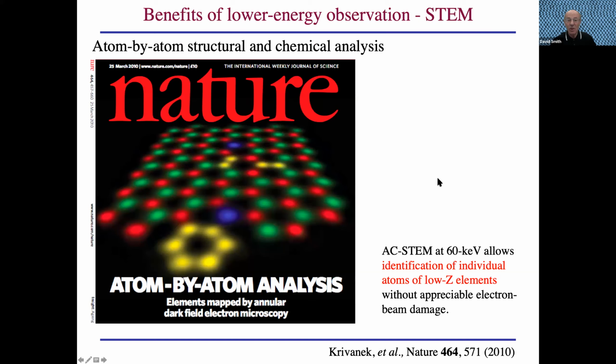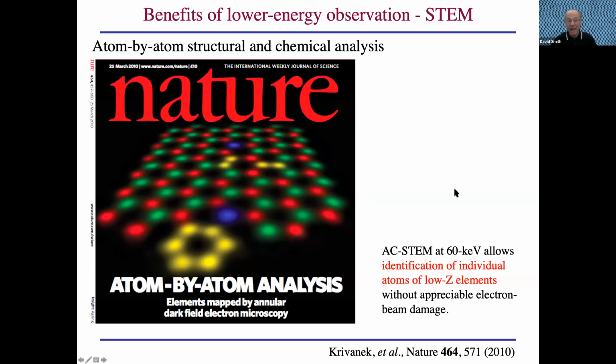Well, the benefit of going to lower voltage was shown to us by Andrei Krivanek and colleagues by doing AC STEM at 60 kV. You've seen this front cover of Nature, I would guess, probably one of the most rapidly and highly cited papers in electron microscopy history. You can see the individual boron and nitrogen atomic columns. You can see some oxygen columns here, and then there are some carbon columns as well. So atom by atom analysis, you could look at low Z elements without appreciable damage by going to low voltage or low electron energy.